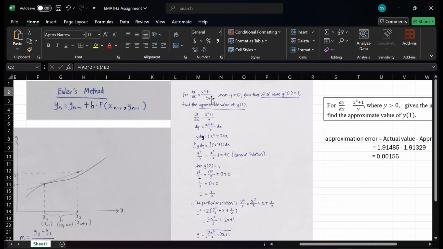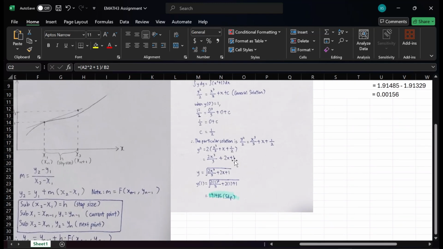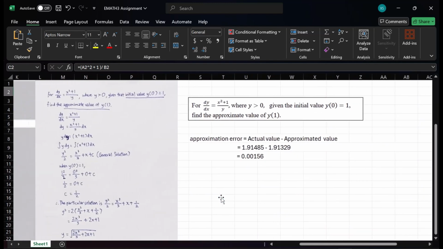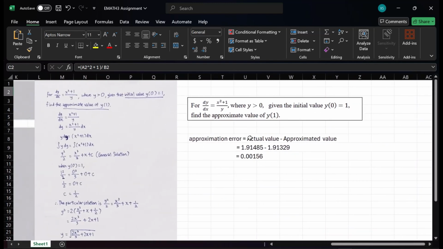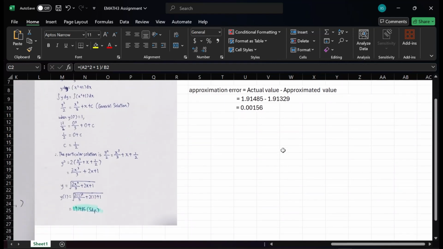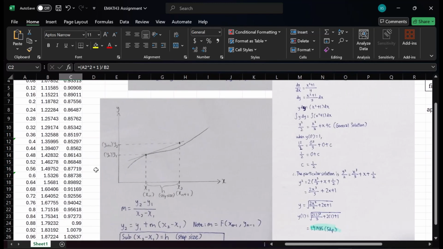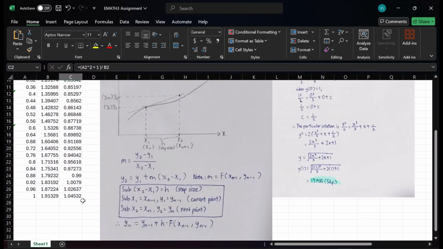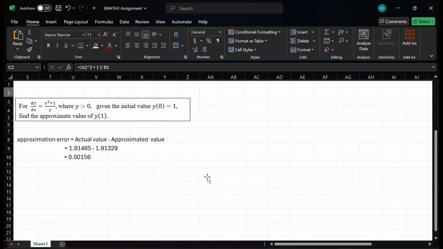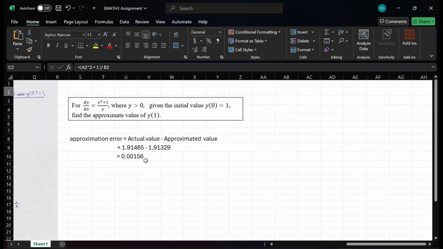By solving the same question using the general solution method, we get the final answer of y to be this. This is the actual value. To calculate the approximation error, you need to take the actual value minus the approximated value. So we take this value right here minus this value right here, and we get the answer of 0.00156. This is the approximation error.